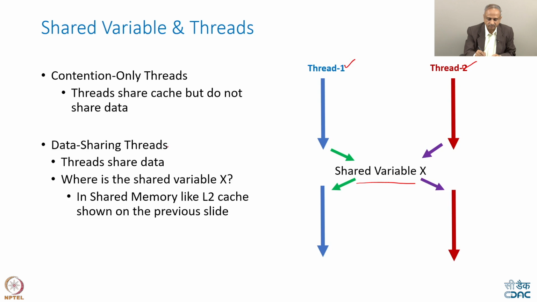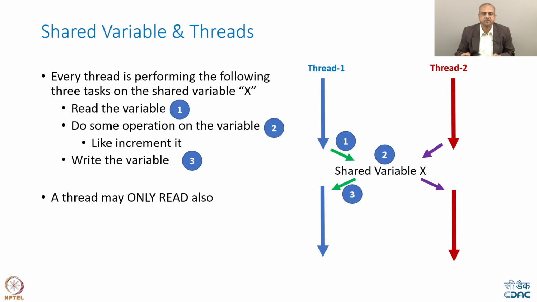However, when you have data sharing threads, at that time we have to take care of, through some mechanism, the problem that was described earlier. So, as mentioned in the previous slide, the shared variable x is going to be in the L2 cache. So, it is not a private cache, but it is a public cache. So, let us see how this is handled.